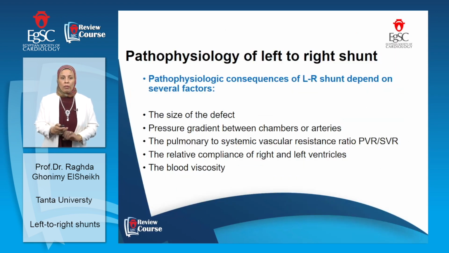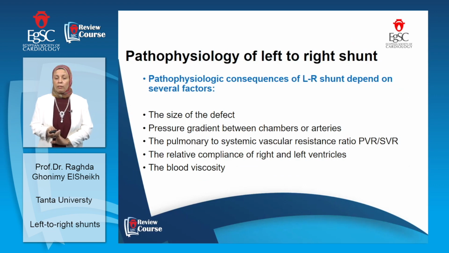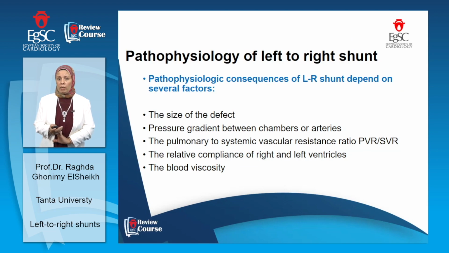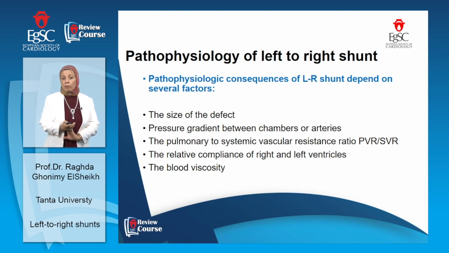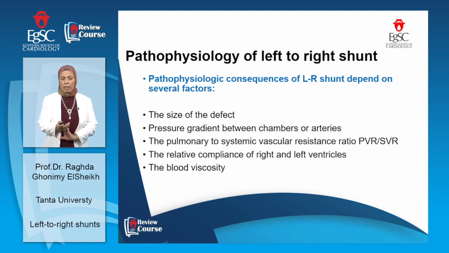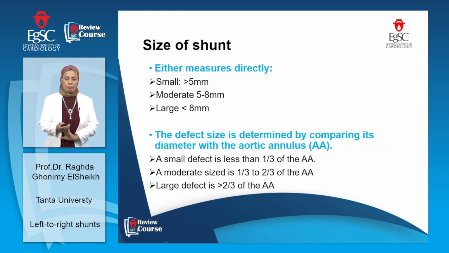Also, to conclude the pathophysiology of left to right shunt, it depends on the size of defect, the pressure gradient between the cardiac chambers or arteries, pulmonary and systemic vascular resistance, and the difference between them controlling the direction and the degree of left to right shunt, relative compliance of right and left ventricle, especially in cases of atrial septal defect, and also the blood viscosity.